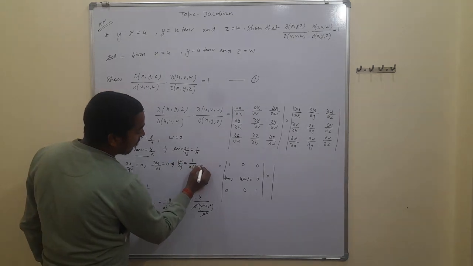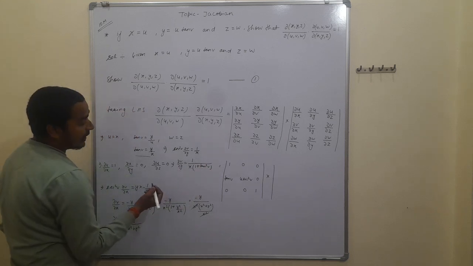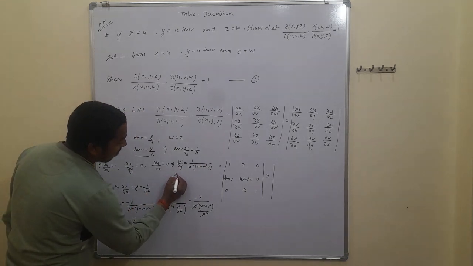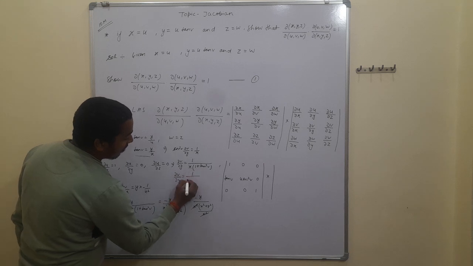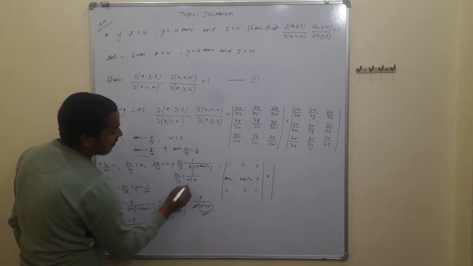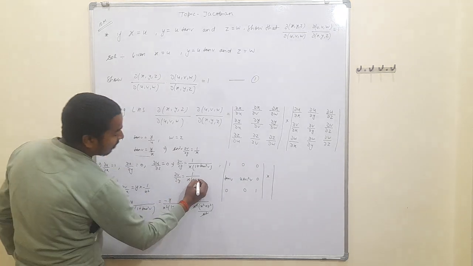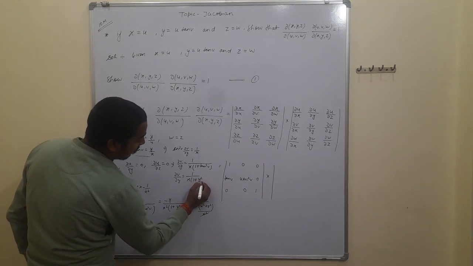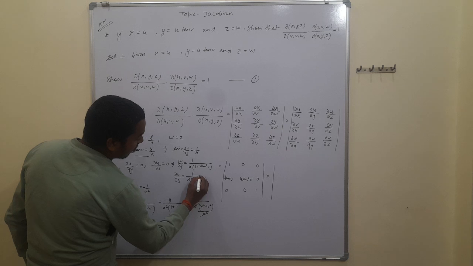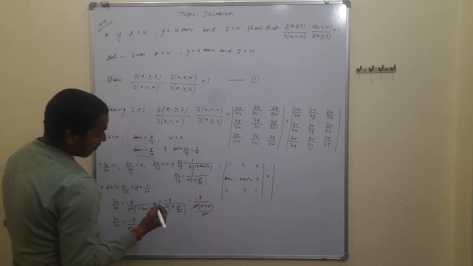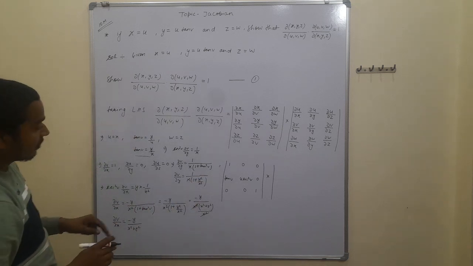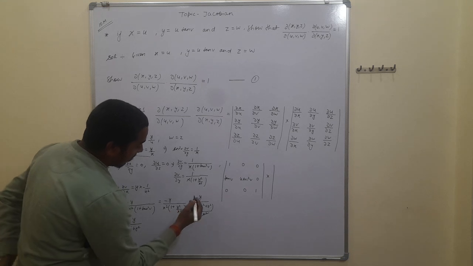1 plus tan square v, and putting the value of tan v, that is ∂v/∂y is equal to 1 upon x, and 1 plus the value of tan v, y by x, that is y square upon x square. Further we have to solve once again.